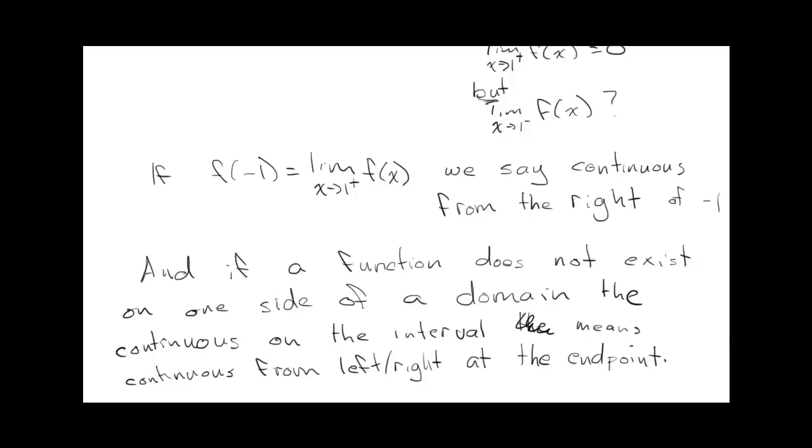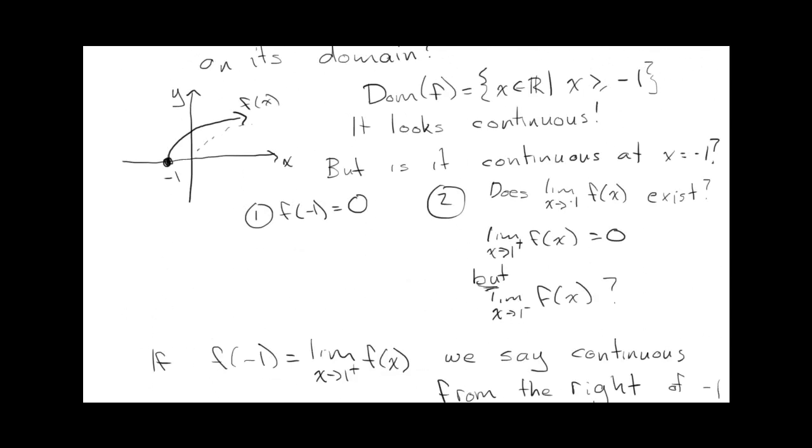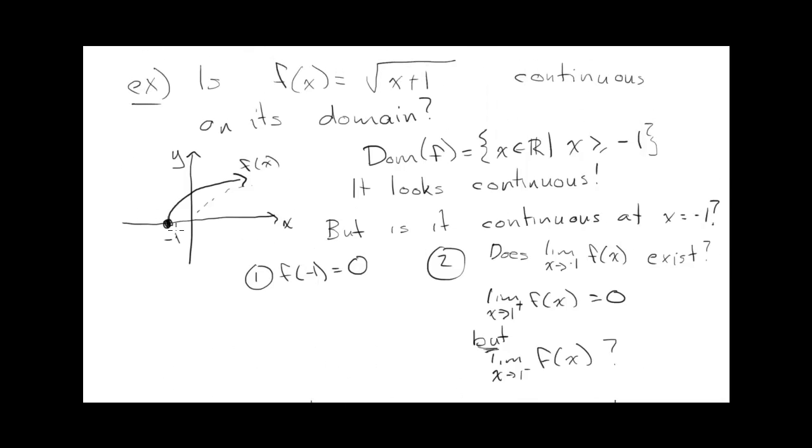Okay, so this function we would say then, since it's continuous from the right and it's not defined on the left, yes, therefore this is continuous, because it's continuous at every point by the normal definition, and at the endpoint it's continuous from the right and doesn't exist from the left, so it's continuous overall.